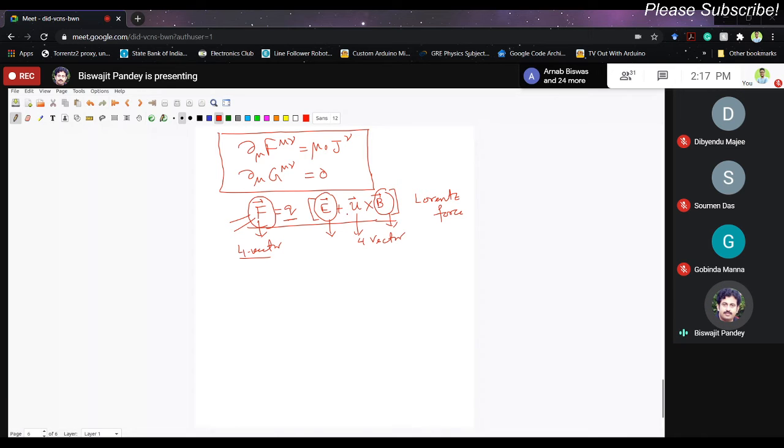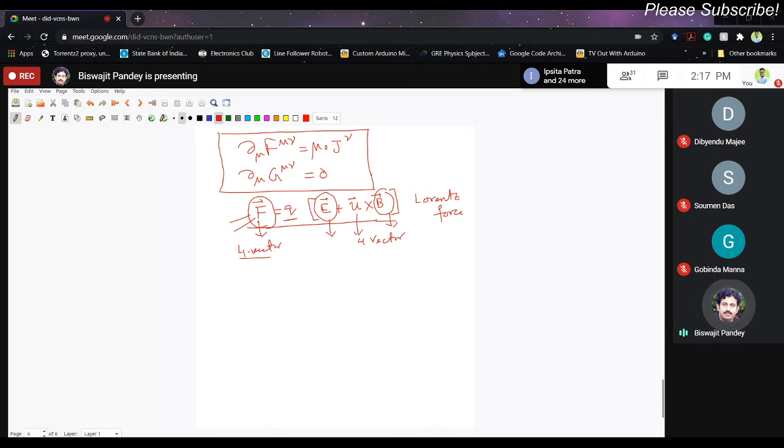We have already seen that E and B are not vectors. They are components of a second rank tensor, which we have named the electromagnetic field tensor, F mu nu. So this cannot be thought of as just a different combination of 4-vectors giving rise to another 4-vector.